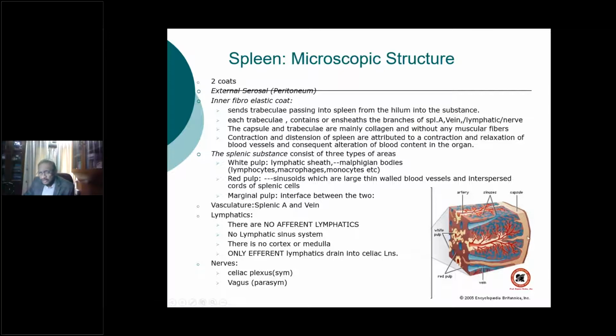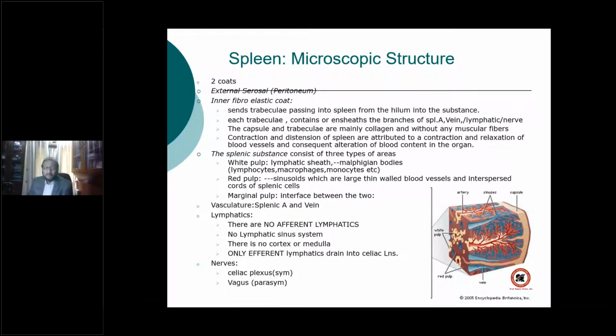And this coat is going to send trabeculae. See these ingrowths? These are the trabeculae inside, in which are lying what? A tributary of the splenic artery, a tributary of the splenic vein, a lymphatic, which is the efferent lymphatic, and a nerve. So the capsule, which is made up of collagen without any muscle, sends trabeculae inside the pulp of the spleen, and in these trabeculae are lying the vasculature, the vessels, the lymphatics, and the nerve.